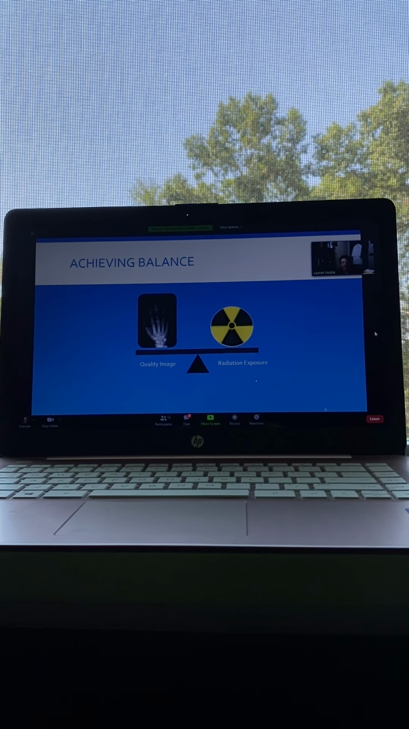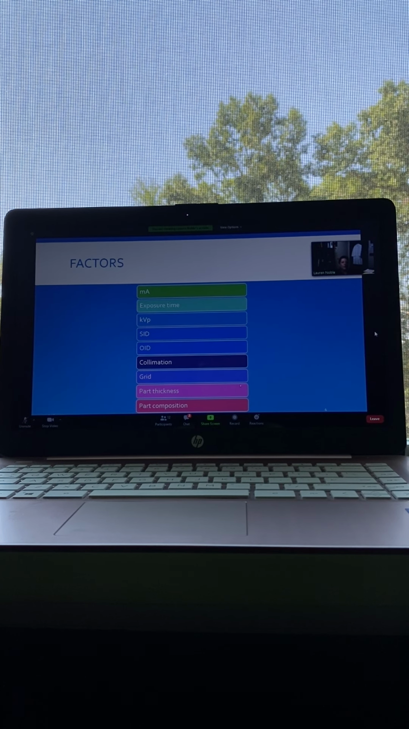If your exposure factors are too high, it can be detrimental to the image, and of course, that's increased exposure to the patient. If our exposure is too low, you may think that's great for the patient, but then our image isn't going to look right. So in actuality, you end up increasing patient exposure because you have to repeat that image. So it is a balancing act. You do need to know the factors that come into play for achieving a good image and protecting the patient.